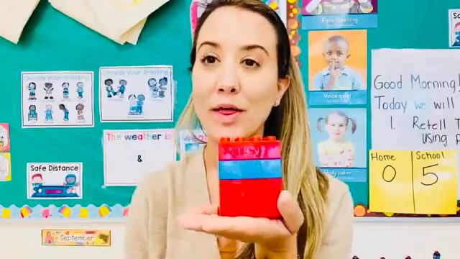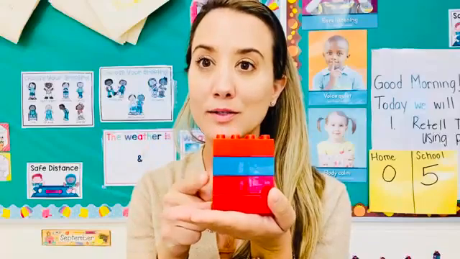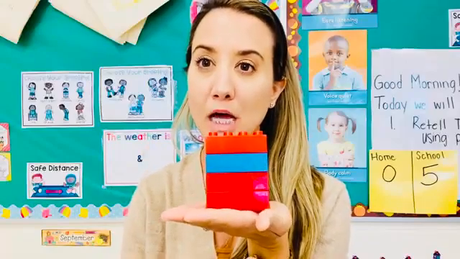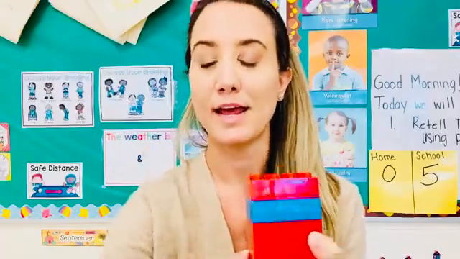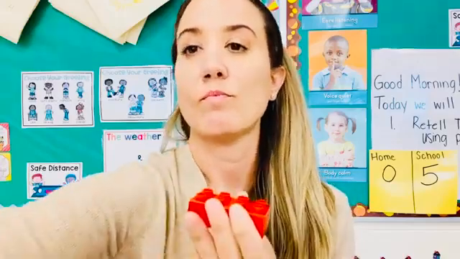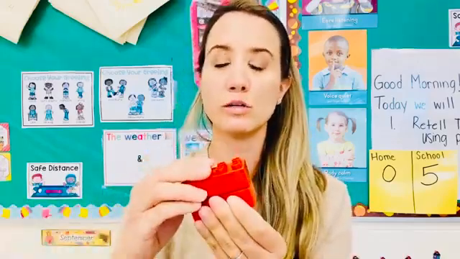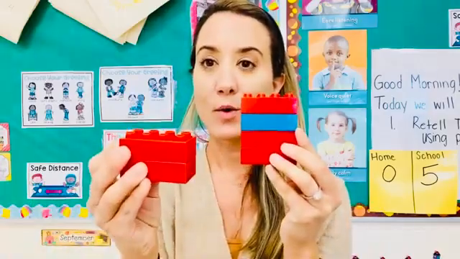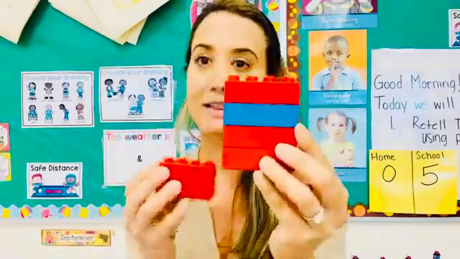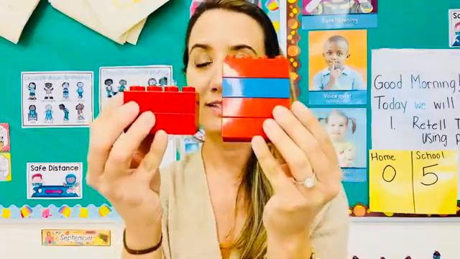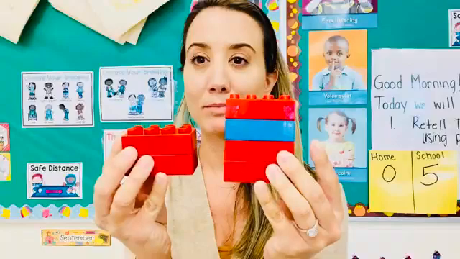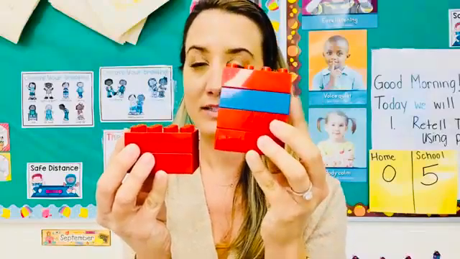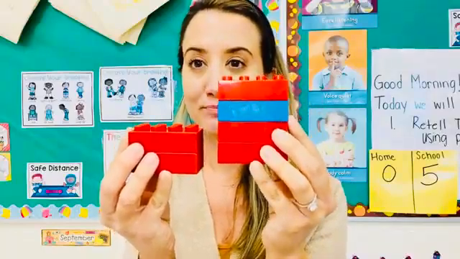Okay. I want to make a tower with fewer blocks. So let's see what that looks like. I'm going to use 2 blocks instead. So this tower has fewer blocks than this tower. This tower is taller than this tower that has fewer blocks. The tower that has more blocks is taller.